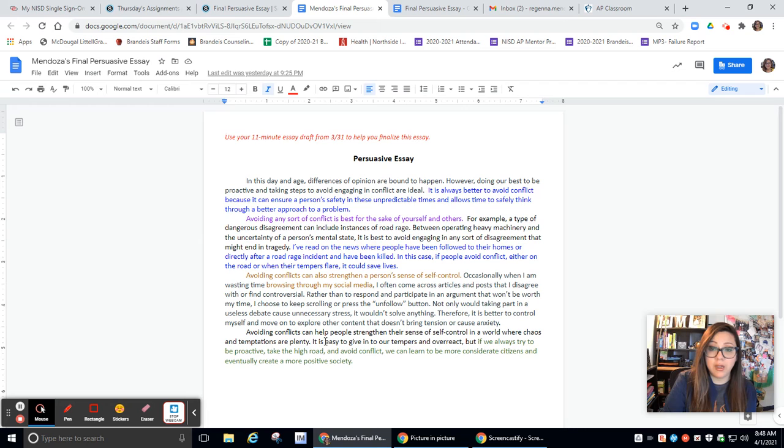What's color coded are the things that we've gone over. So there's my thesis. The two different colors here are my claims. This blue sentence right here is from my pre-writing, and this green sentence here is identical from my 11-minute essay draft. So this would score a 4, okay? This would not be a bad essay at all. It's got all the components. It clearly answers the prompt. It takes a clear position.